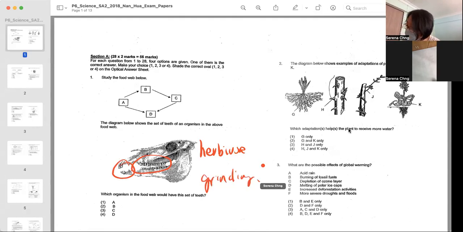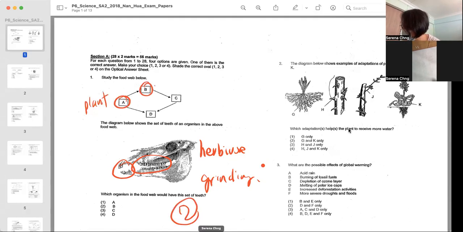Okay, for those who have forgotten, A is a plant. So the answer is B. Why? Because only B is a plant eater. Now what about D? D is a plant and an animal, so it is an omnivore, so it cannot be an answer. And C is a carnivore, so it cannot be the answer. So the only answer is B.